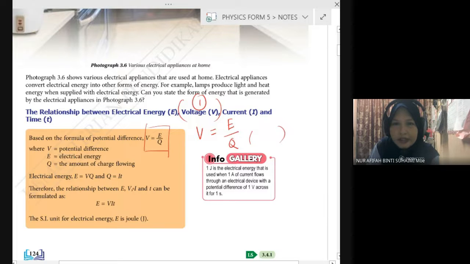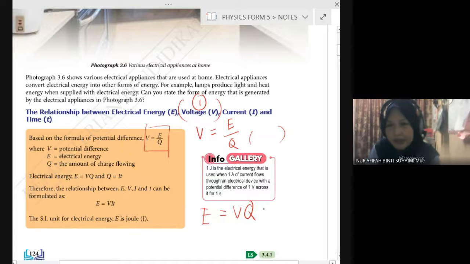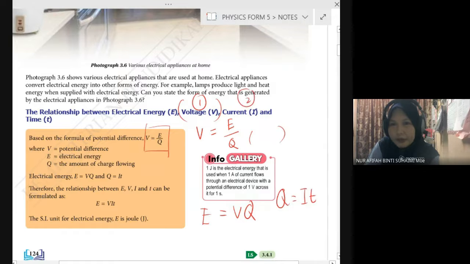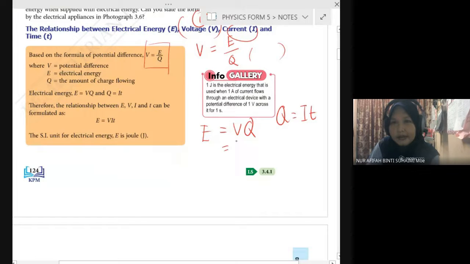Now from voltage we can convert the equation into energy. Change its subject: E equals V times Q. And then we know that Q equals I T from the equation of current. Number 2, current. I equals Q over T. How much charge flows inside the conductor in 1 second? From I, you convert Q: Q equals I T. Substitute into the equation of energy: E equals V I T. From the potential difference, we convert the Q into I T, so we get E equals V I T.